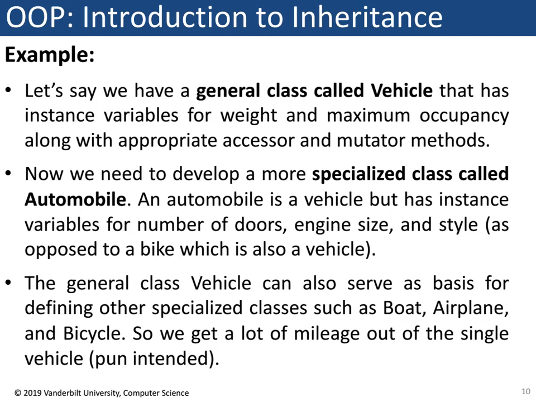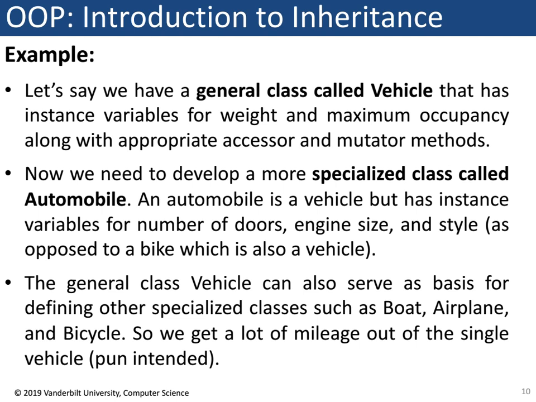So first, let's say we have some general class called vehicle. And this vehicle class has instance variables built into it for weight and maximum occupancy, along with appropriate accessor and mutator methods for those instance variables. So we have a vehicle class and instance variables weight and maximum occupancy with accessor and mutators.